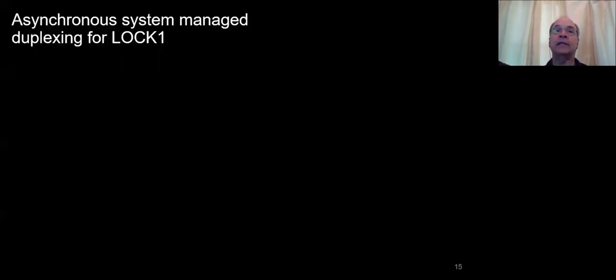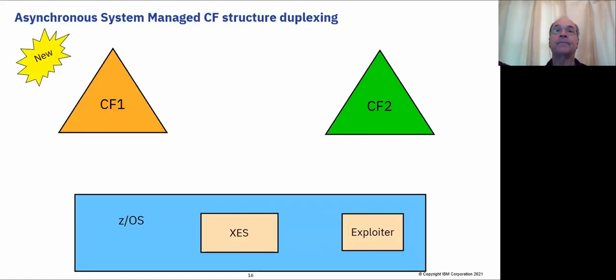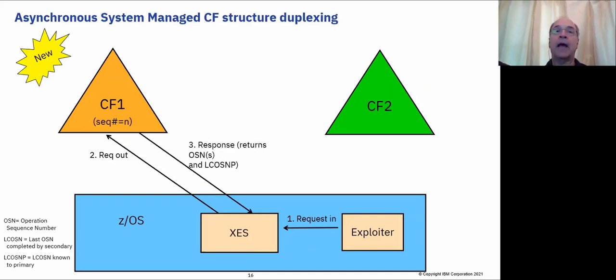So let's look at asynchronous system managed duplexing. All right, this is what's new with version 12 of Db2. And so the IRLM is going to make a request. XCF takes that request, sends it to the primary structure. The primary structure is going to add a sequence number to the request and send the response back.